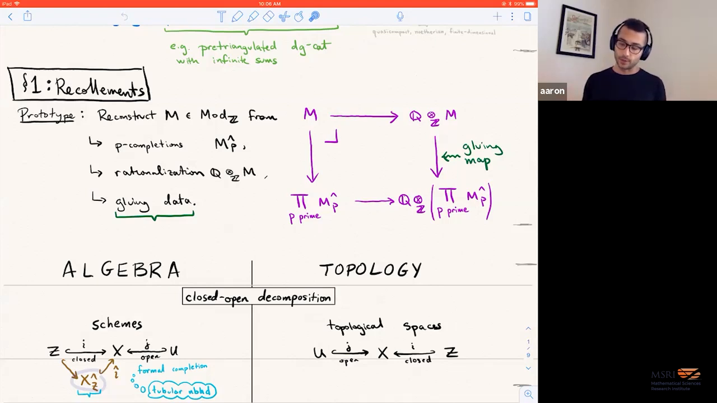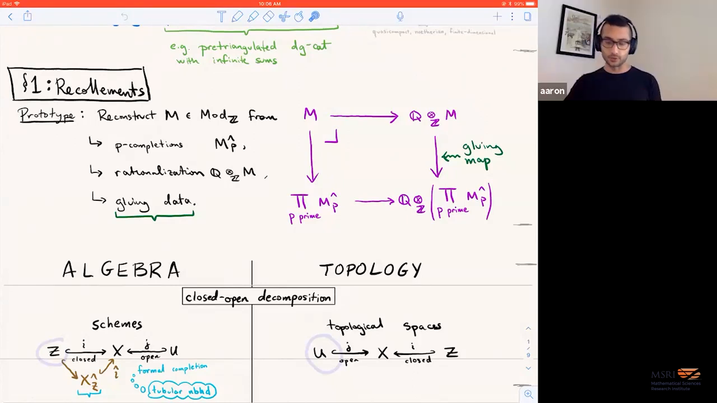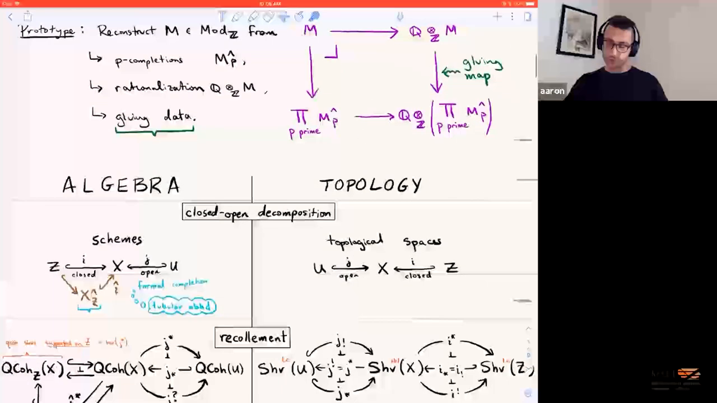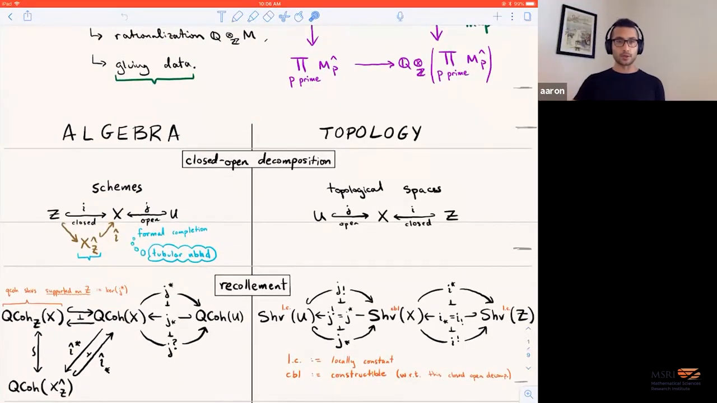Meanwhile, on the topology side, if you have a topological space, you likewise can have a closed-open decomposition. Notice that I put the closed on the left here and the open on the right here. There's a sort of duality going on that will carry through throughout the story. So those are closed-open decompositions and they result in recollement. So what is that? Well, it's some massive diagram of categories and adjoint functors.